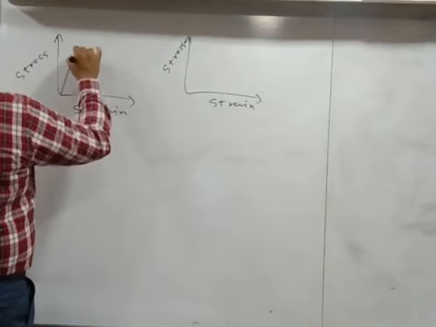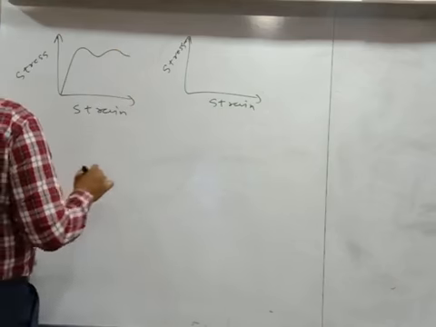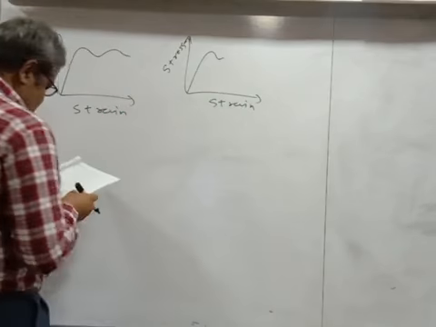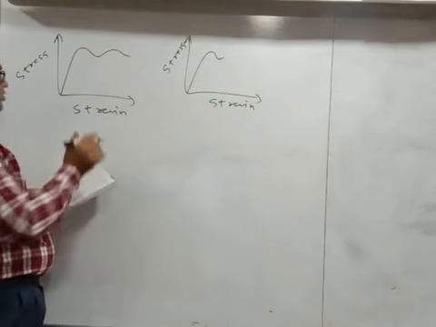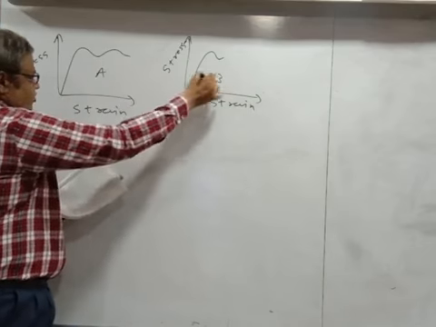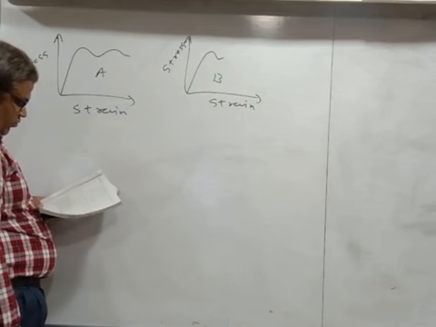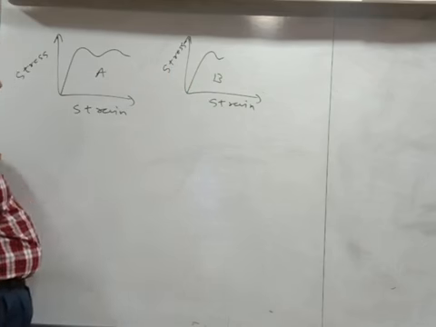Now the first graph is like this, and the second graph is like this. Now two graphs are given. This is material A and this is material B. Which of the materials has greater Young modulus?